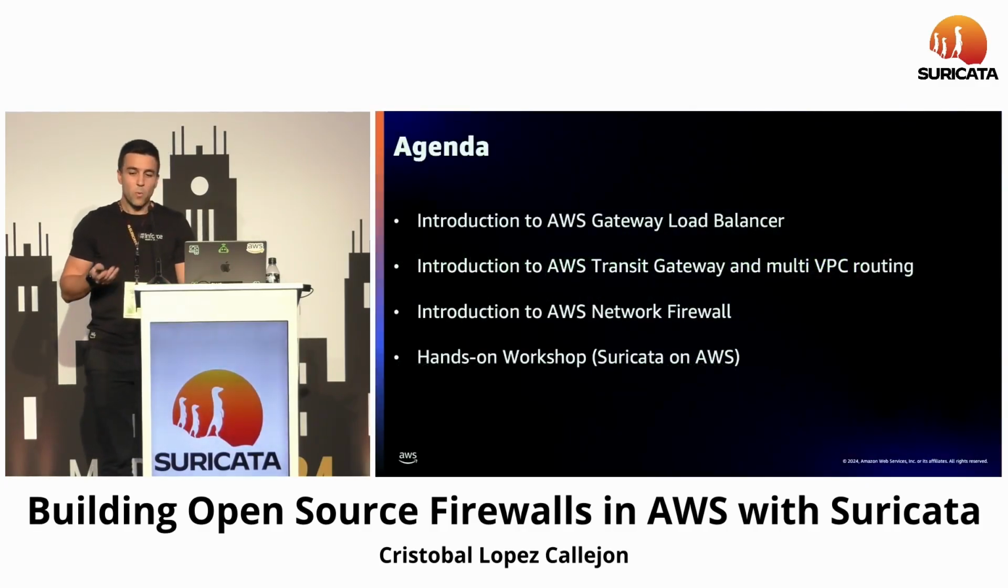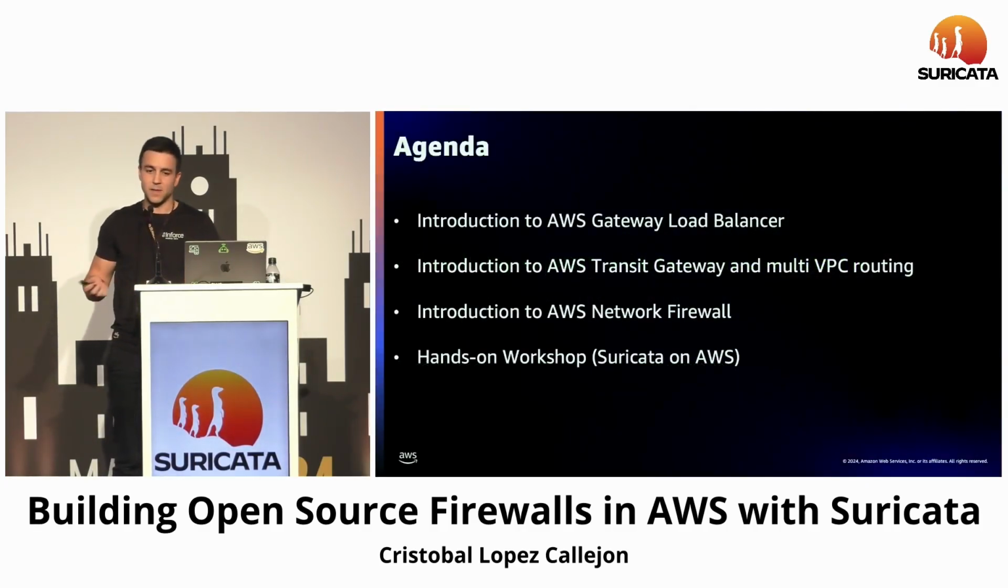So what we're going to talk about today is the AWS implementations of these services. First, we're going to have an introduction to AWS Gateway Load Balancer, the kind of load balancer that most customers use to deploy a solution like this one. We'll also talk about AWS Transit Gateway and multi-VPC routing. VPC stands for Virtual Private Cloud. It's the basic kind of network that we can have deployed in AWS.